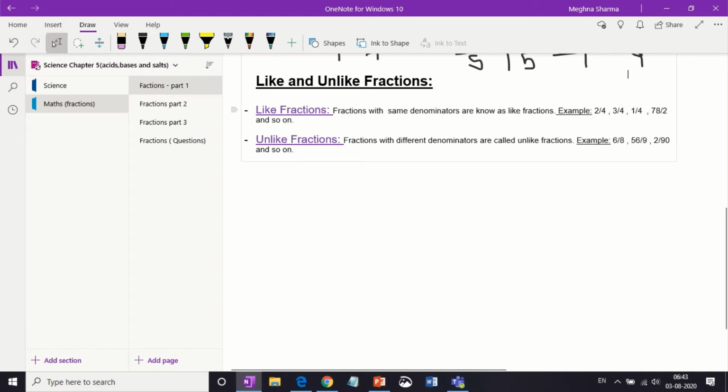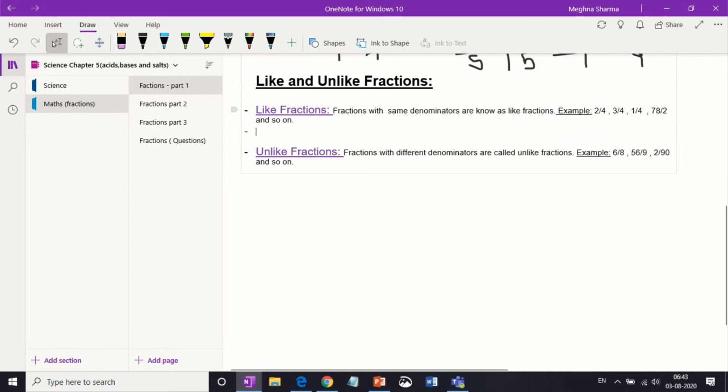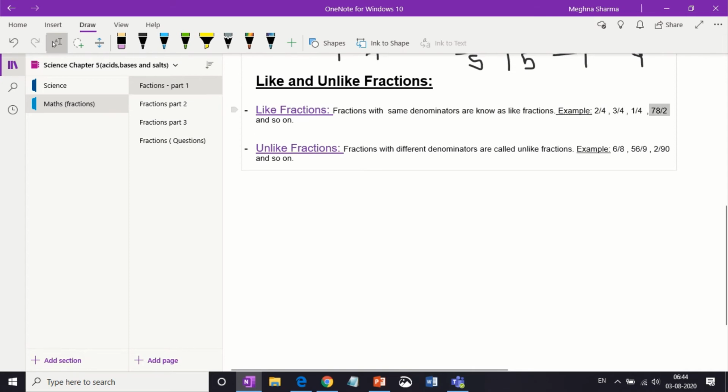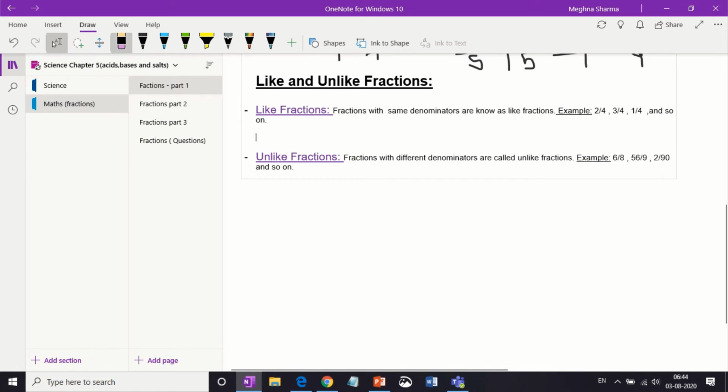Like fractions, fractions with the same denominators, are known as like fractions. For example, 2 by 4, 3 by 4, 1 by 2, 1 by 2, and so on. What does this mean? Now let us see. It says fractions with the same denominators. Here the numerator does not matter, we only have to check the denominators, not the numerators.